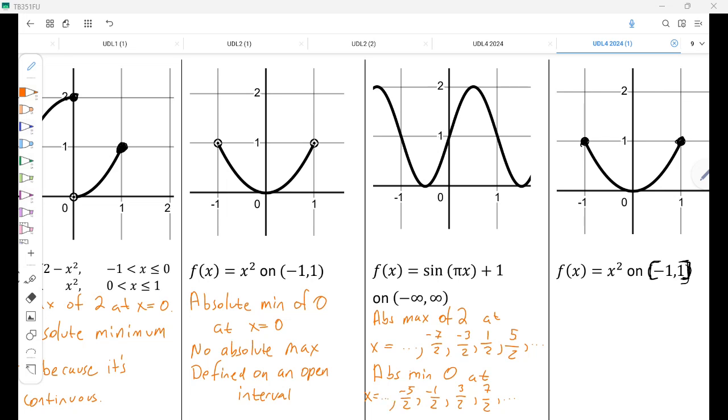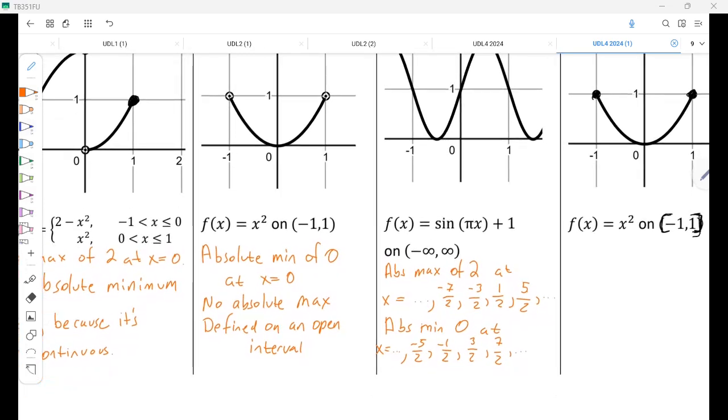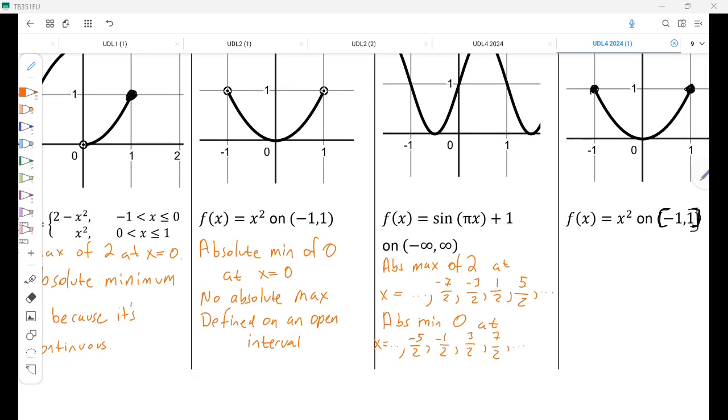And were either of those things guaranteed by the EVT? No, because our interval's open, right?